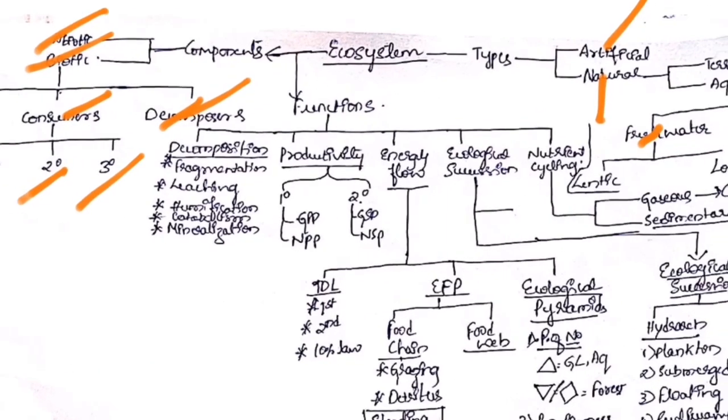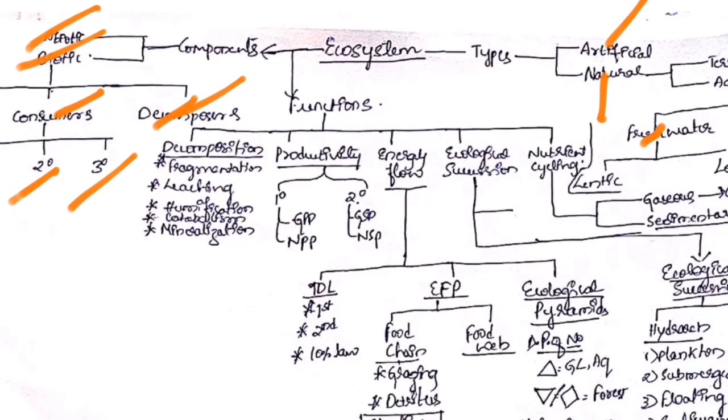Next, we started with functions. There are five major functions: decomposition, productivity, energy flow, ecological succession and nutrient cycling. First, decomposition. Decomposition undergoes 5 steps, that is fragmentation, leaching, humification, catabolism and mineralization.